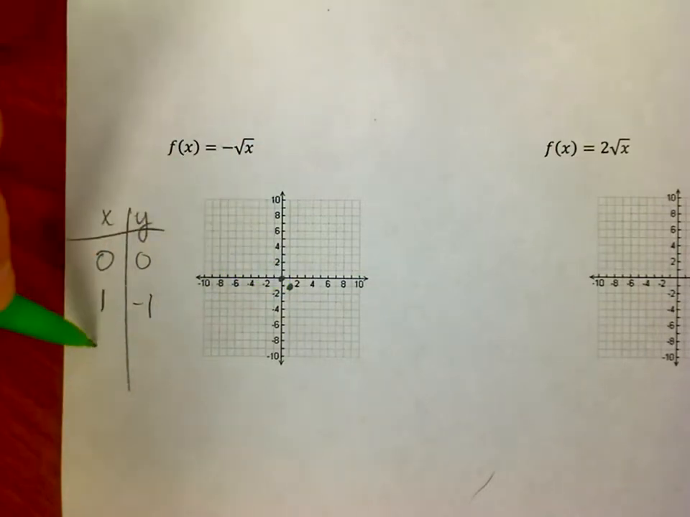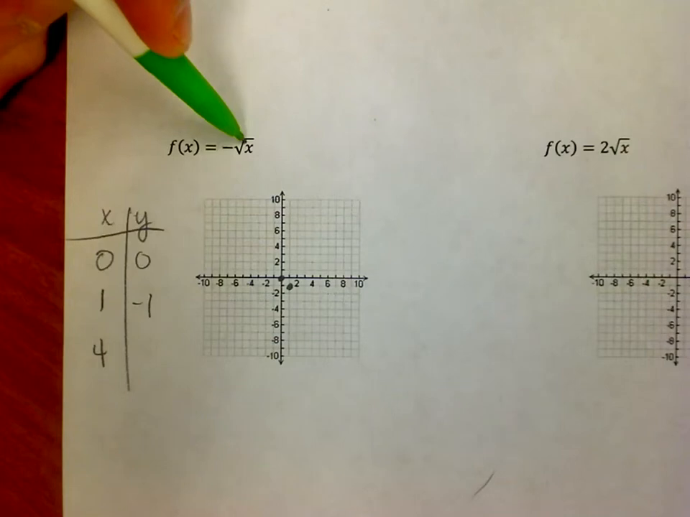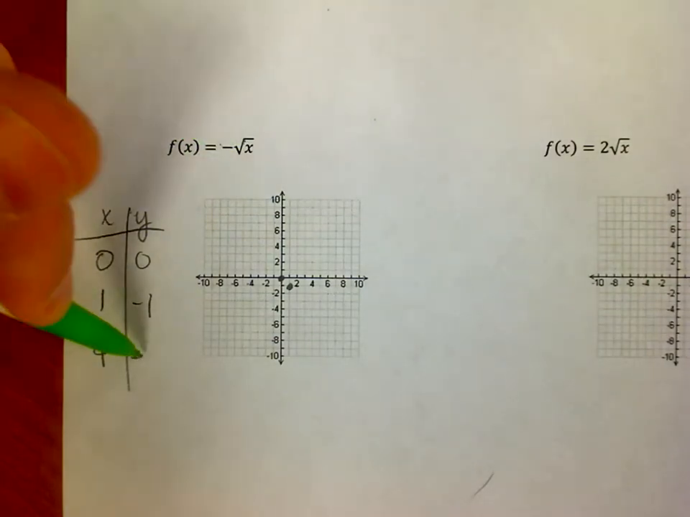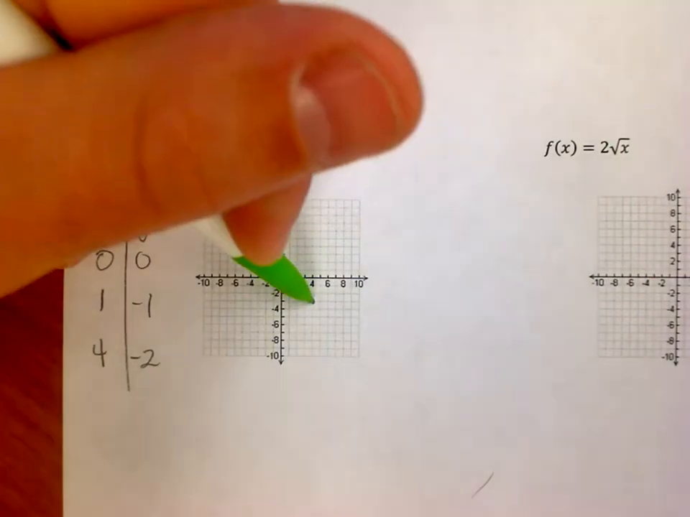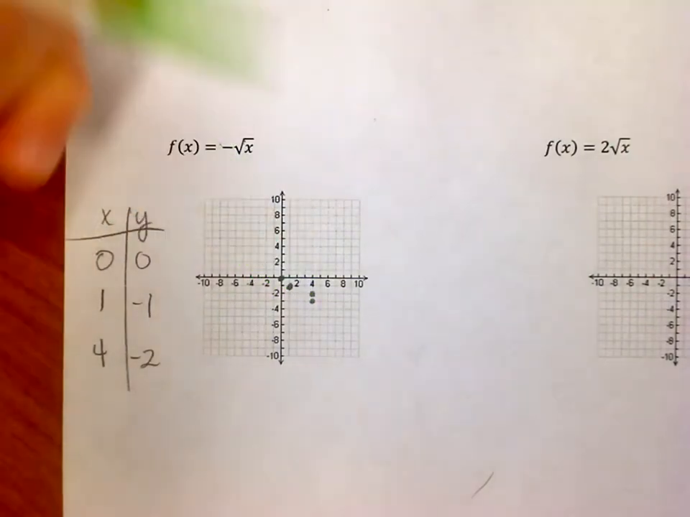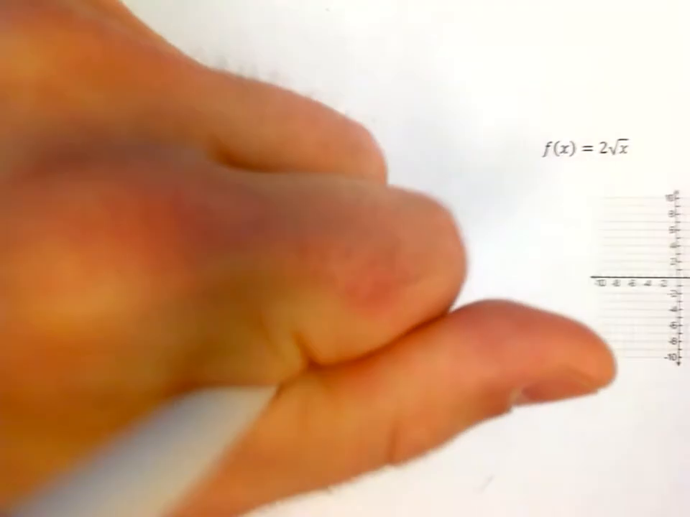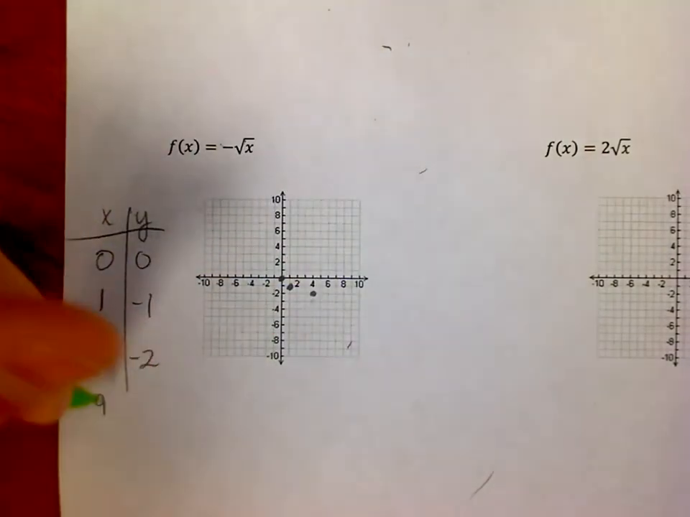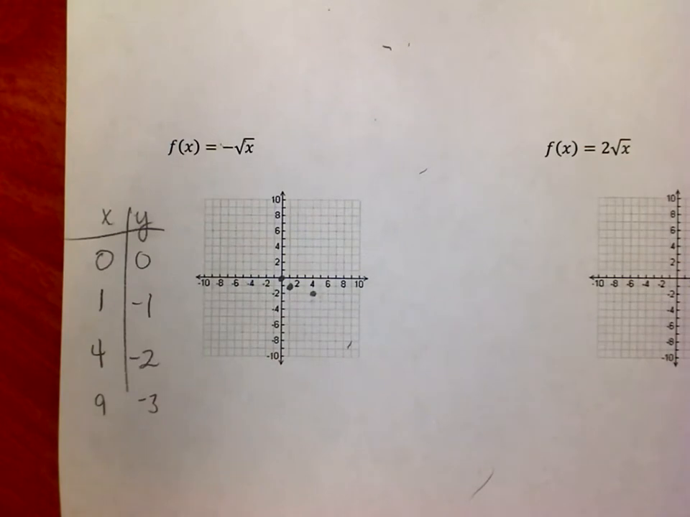If I put in a 4, the square root of 4 is 2, but now it becomes a negative square root of 4, a negative 2. So I'm over here instead. Whoop, I missed it by a spot. Okay, so 4, negative 2, 9, negative 3 by that same pattern, right?